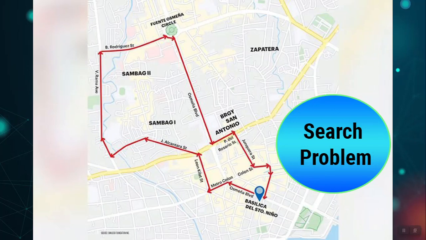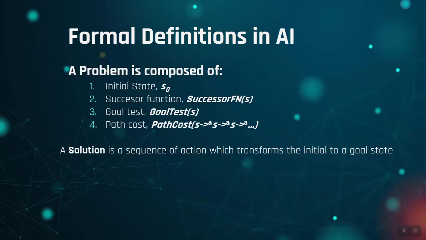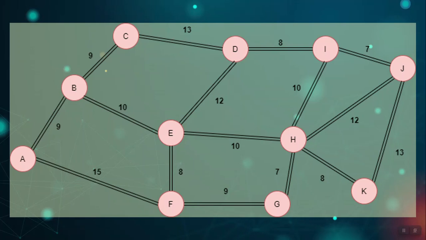is called search problems. So in order to create a problem-solving agent that can solve search problems, we have to first formally define a problem. Okay, so in AI, a problem is defined using the following components: the initial state, the successor function, the goal test, and finally the path cost. So such that a solution is a sequence of actions transforming the environment from a given state to a final goal state.